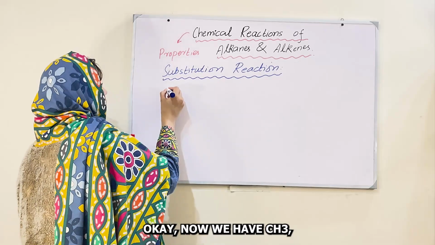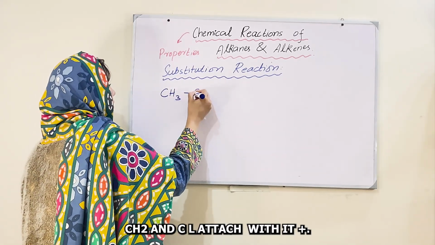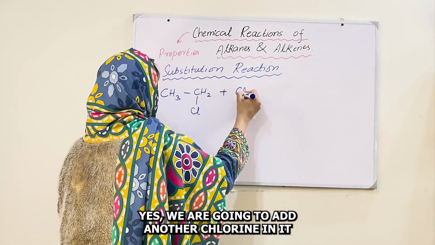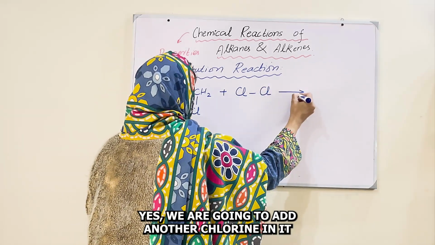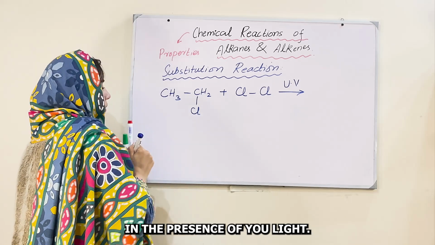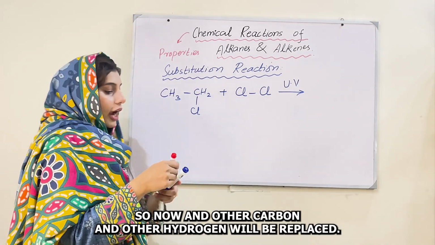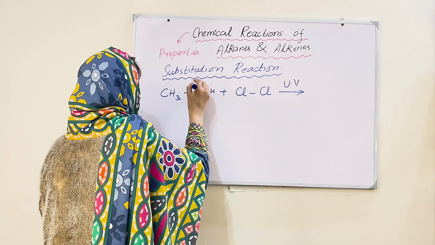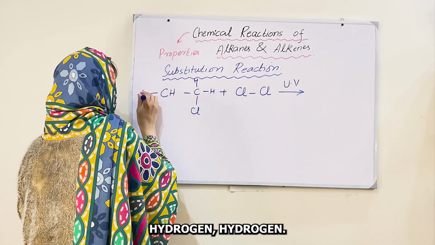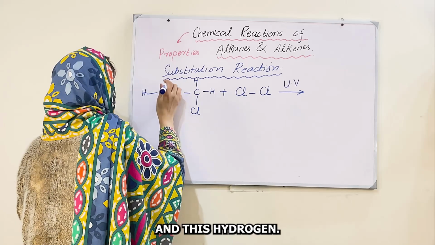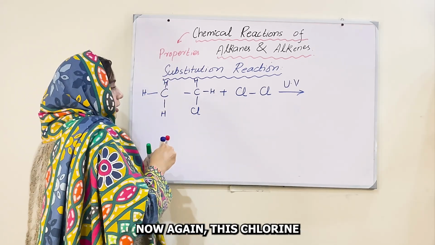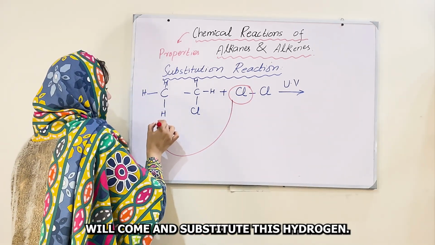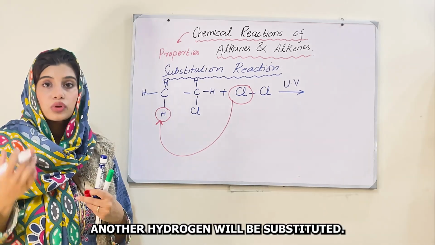Okay, now we have CH3, CH2 and Cl is attached with it, plus we are going to add another chlorine in it in the presence of UV light. So now another hydrogen will be replaced. Let's write an extended formula. Hydrogen, hydrogen, hydrogen, hydrogen and this hydrogen. Now again this chlorine will come and substitute this hydrogen. Another hydrogen will be substituted.